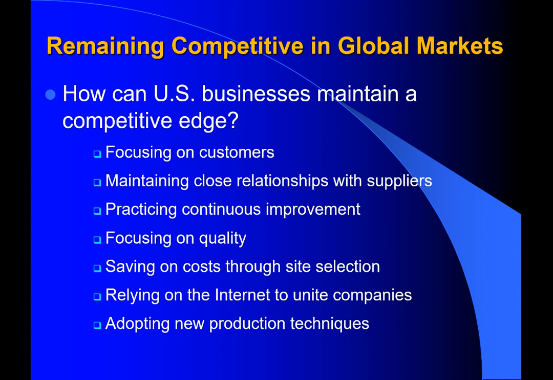You want to save on cost through site selection. You want to rely on the internet, take advantage of technology and use it to achieve your business goals, and adapt new product production techniques that are also going to ensure that you produce what you're supposed to produce. So that's basically just a snapshot of the chapter, or some of the things that we try to focus on when we're talking about operations management.